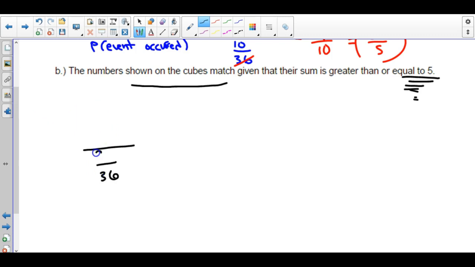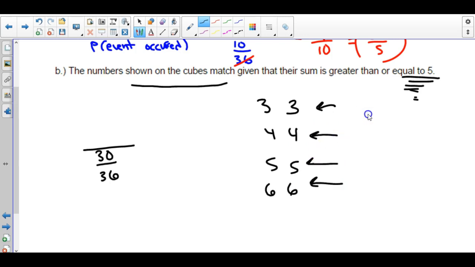What I would realize is that 30 of the 36 are going to have a sum that is greater than or equal to 5. So out of all of those, you would want to look at how many have matching values. For example, if I roll a 3 and a 3, or a 4 and a 4, a 5 and a 5, or a 6 and a 6, notice that my sum here is greater than or equal to 5. Here it's greater than or equal to 5, and here. So I have 4 different ways out of 36 that not only is my sum going to be greater than or equal to 5, but I also have matching pairs of cubes.